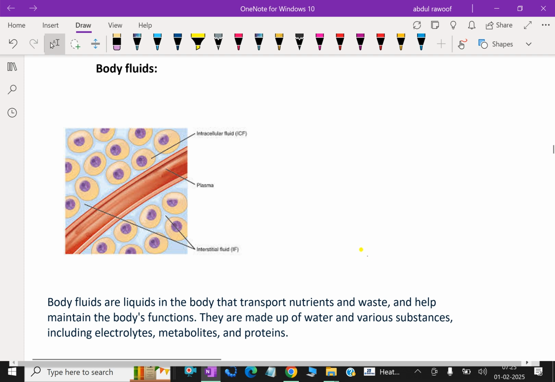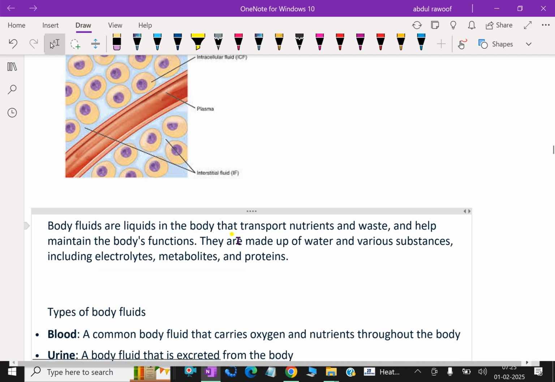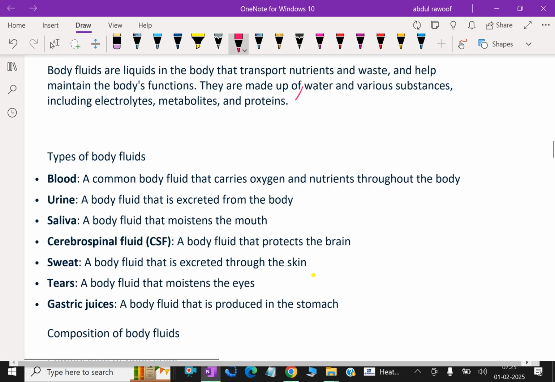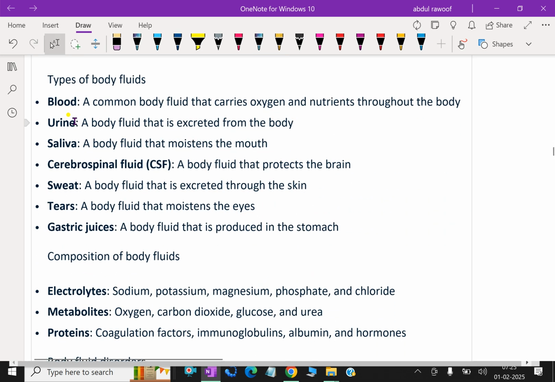What are body fluids? Body fluids are liquids in the body that transport nutrients and waste and help maintain the body's function. They are made up of water and various substances, including electrolytes, metabolites, and proteins. Types of body fluids. Blood is an important body fluid, a common body fluid that carries oxygen and nutrients throughout the body.